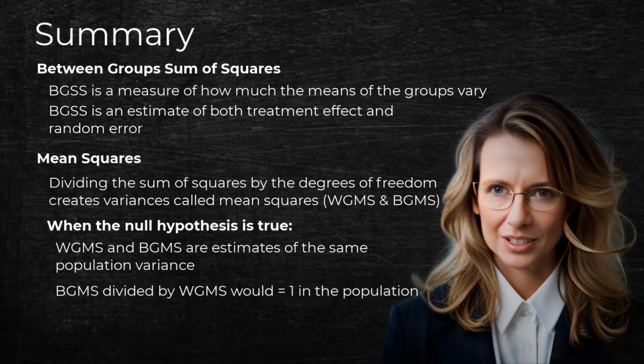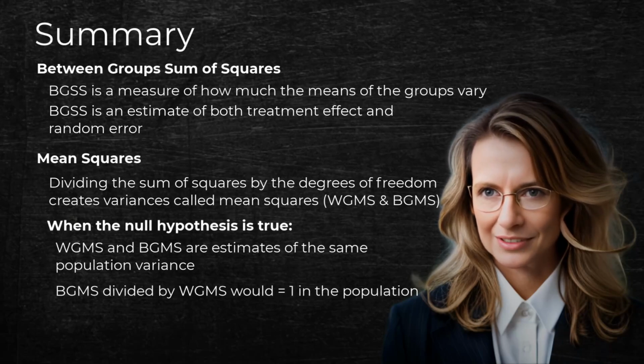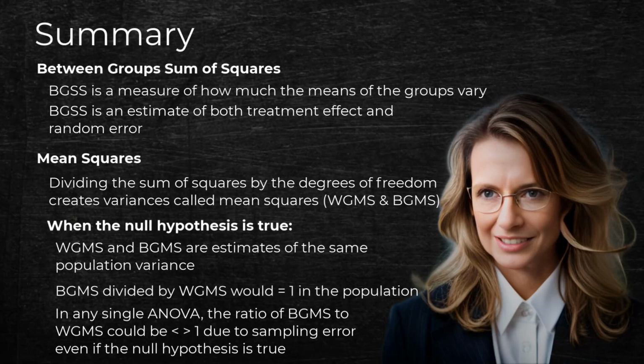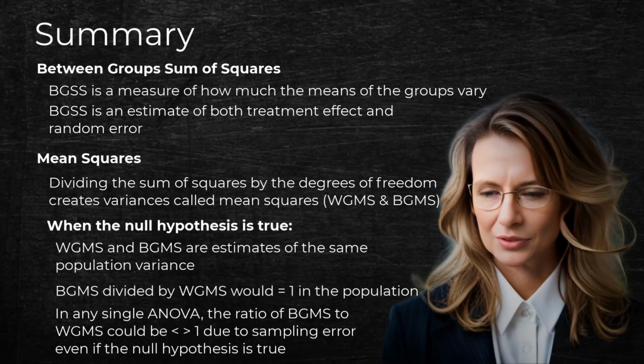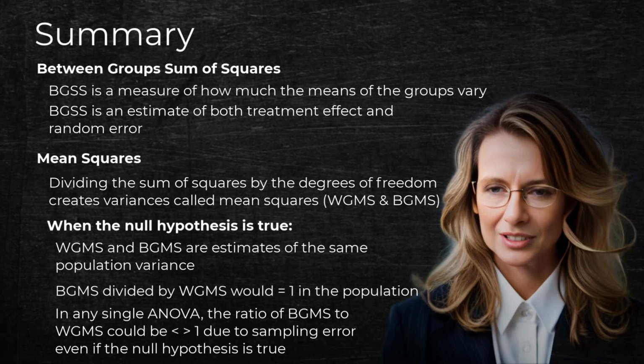Of course, we typically will not be able to run a large number of repetitions of the same study, so in any single ANOVA, we would expect the ratio of between groups mean square to within groups mean square to be different from 1, simply due to normal sampling fluctuation, even if the null hypothesis were true.